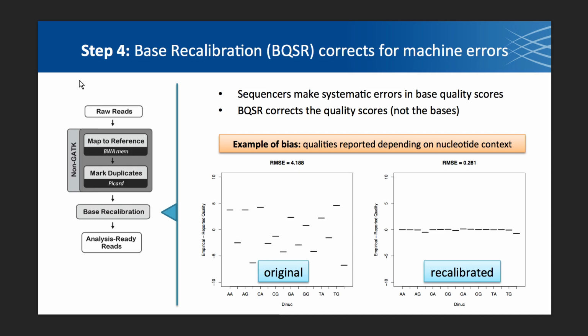empirical quality. You can see that the difference ranges about 5 Q scores. Right? 5 is quite a lot. It's half a decade. After recalibration, we get a relatively flat line that shows that the reported quality is very similar to the actual quality. There's various reasons why this could happen, but maybe we'll talk about that in the BQSR talk.